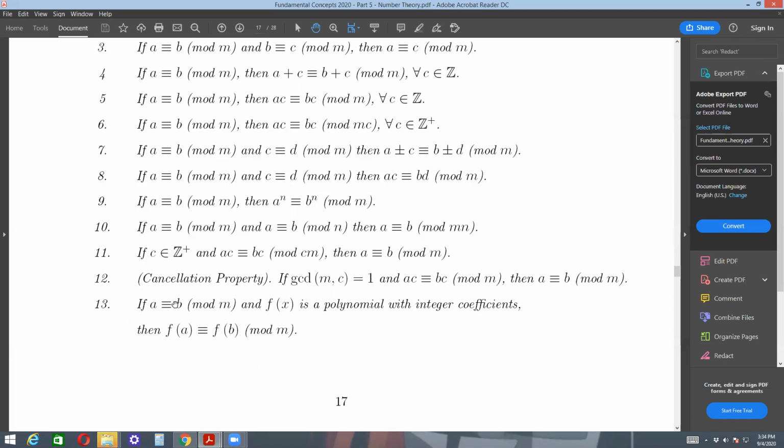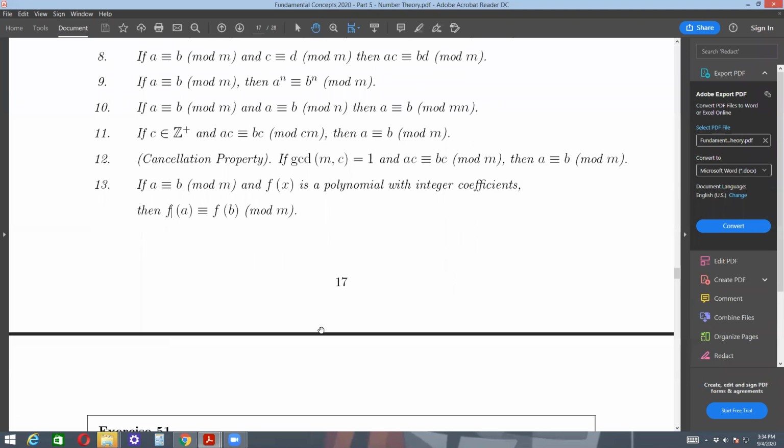Right, so again, if A minus B is a multiple of M, then f of A minus f of B is also a multiple of M. And again, this is only for polynomials, right? So I use f, but I probably should have used P just to make sure you know it's a polynomial, not an arbitrary function. If you see a polynomial with integer coefficients, then this thing might be useful.